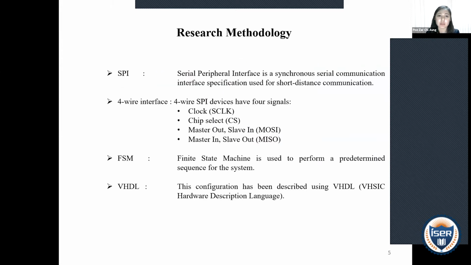As a research methodology, the main communication is SPI. Serial Peripheral Interface is a synchronous serial communication interface specification used for short distance communication. In my research, I will use a 4-wire interface: clock, chip select, MOSI, and MISO. And the FSM, finite state machine, is used to perform a predetermined sequence for the system. The configuration has been described using VHDL.